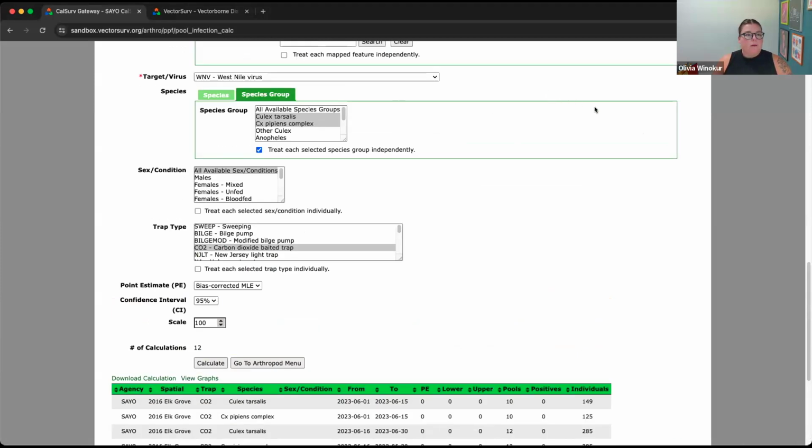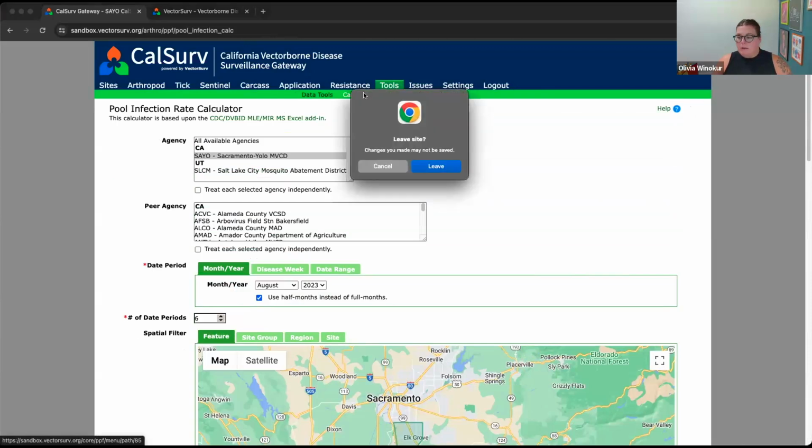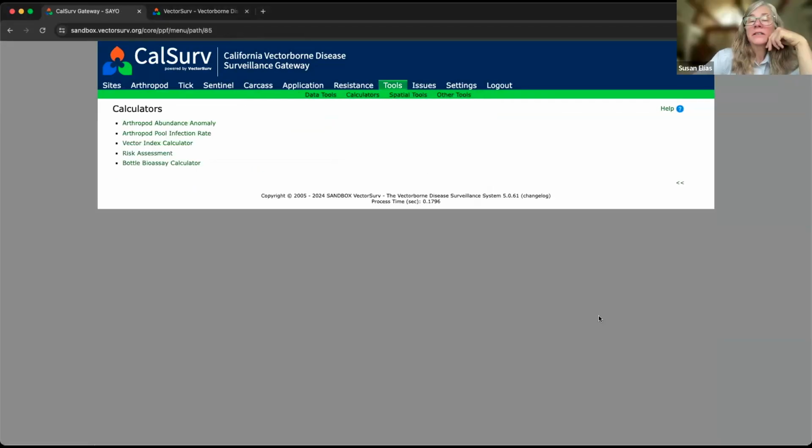Awesome. So we will move on to the vector index calculator. Olivia. Yep. I just wanted to ask a quick question. It was interesting that over time it looked like those confidence intervals got wider. Is that sort of a function of just there were more captures? What do you think that was about?